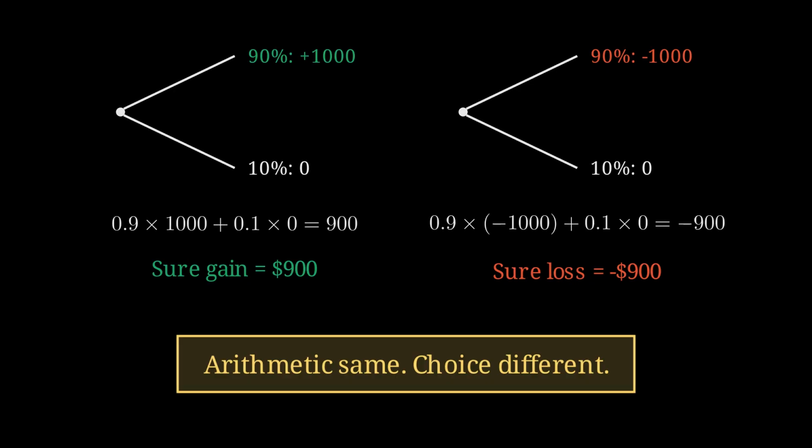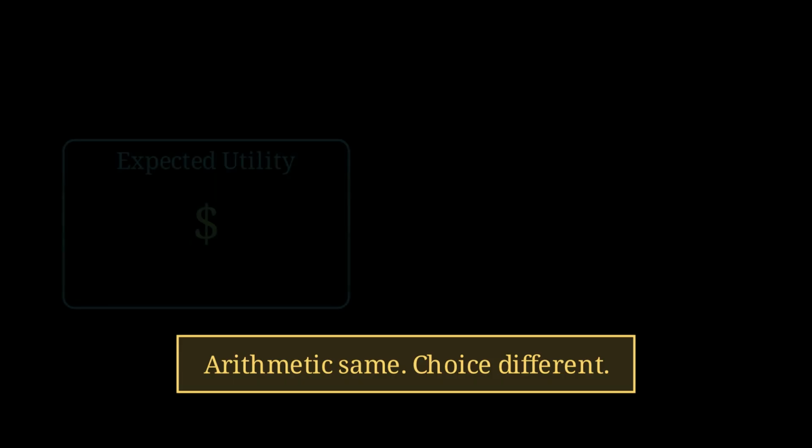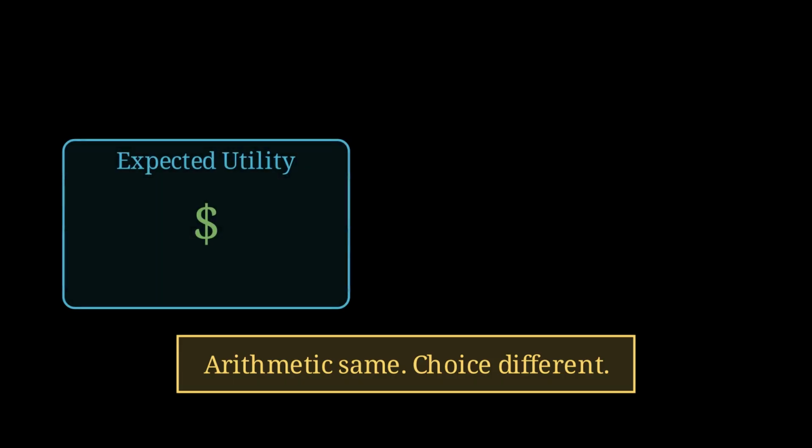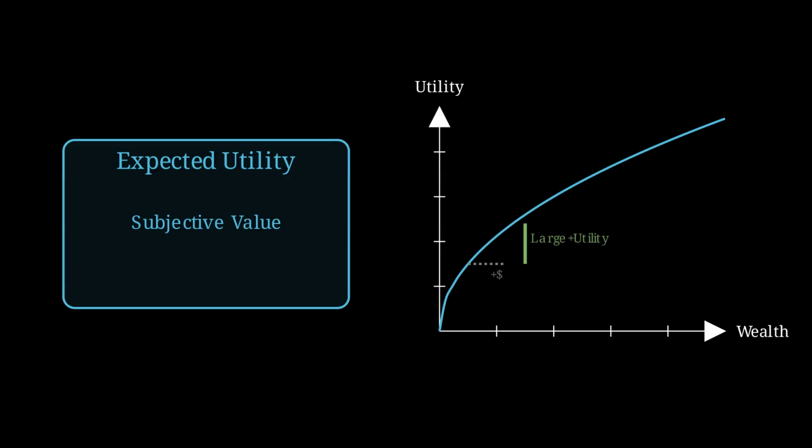The standard economic answer is expected utility. What is utility? It is not money itself. It is a measure of how satisfying or valuable an outcome feels to the decision maker. The key idea is that an extra $100 usually matters more when you are poor than when you are already rich. So instead of averaging dollars, expected utility says, average the felt value of outcomes. That is already more realistic than raw expected value.